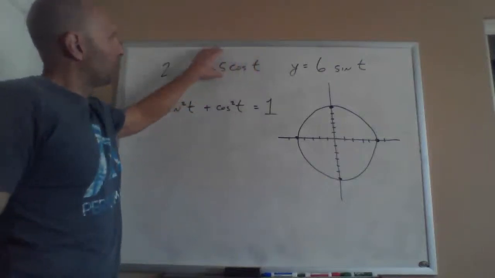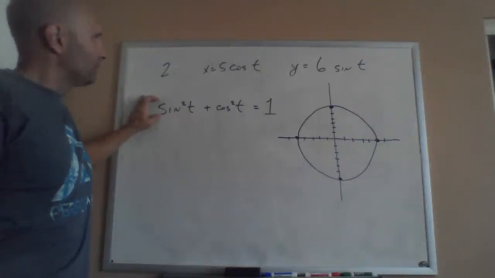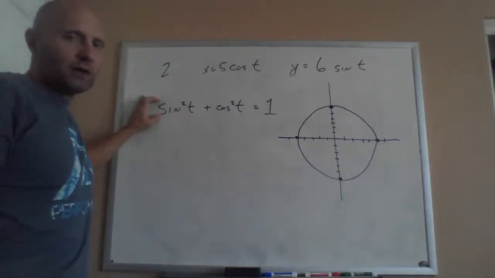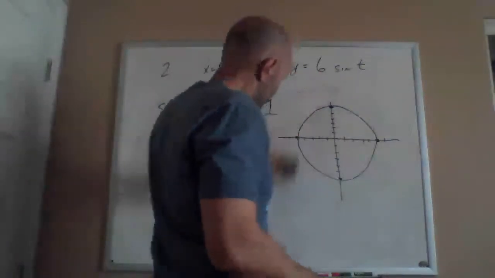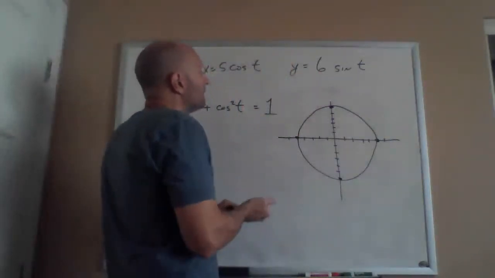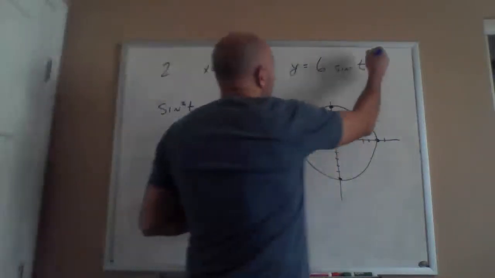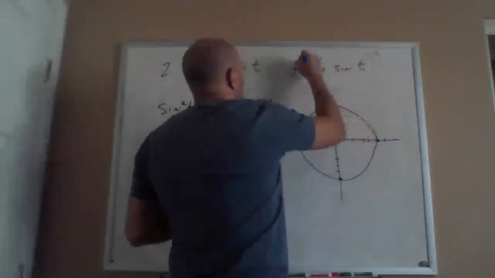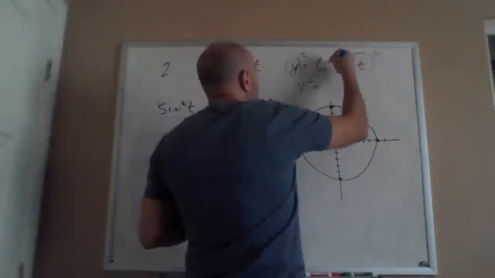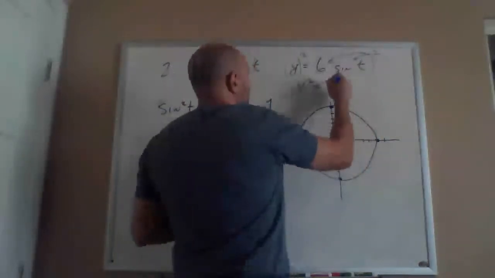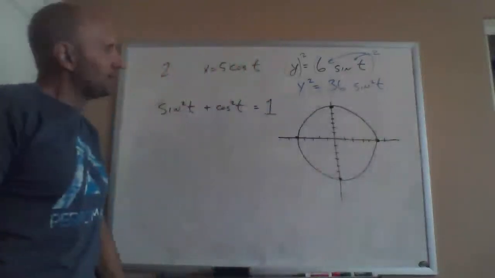So I want to use what I was given and substitute it into here. So do I have sine squared of t? Well, no, I don't. But can I get it? Yes, I can. How? Well, up here with my y equation, I need sine squared. I'm given sine. So what do I have to do? I have to square both sides. So I get y squared, bring the squared into both pieces. So 6 squared is 36 times sine squared of t.